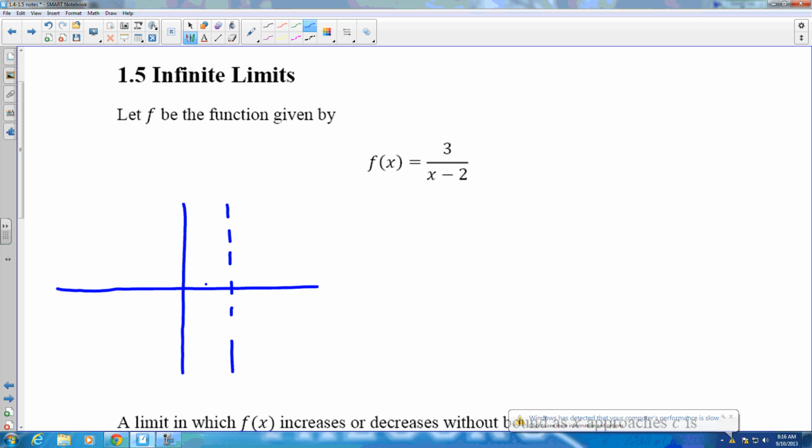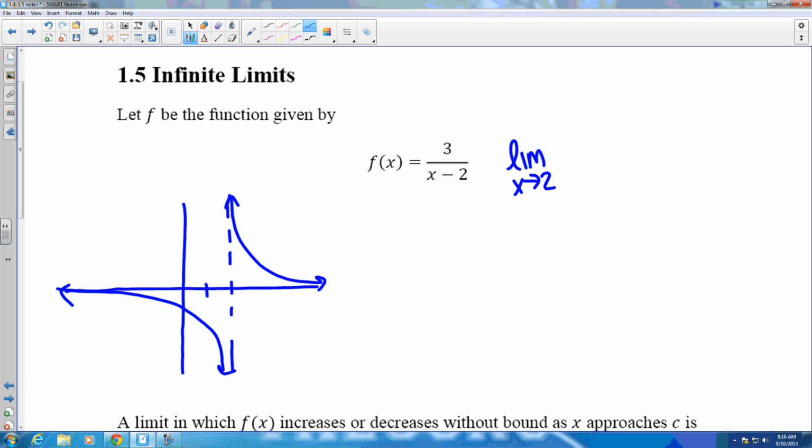This is what our function looks like, or similar. Okay, so we are looking at right-handed and left-handed limits. If we were going to say, what is the limit at 2? We would say that it doesn't exist because we are unbounded.